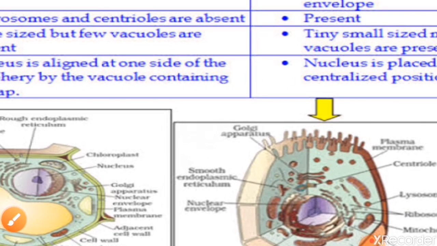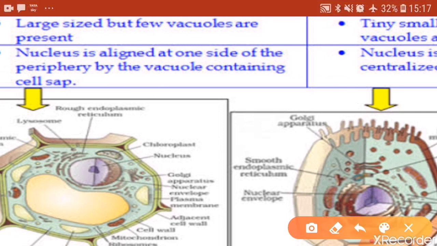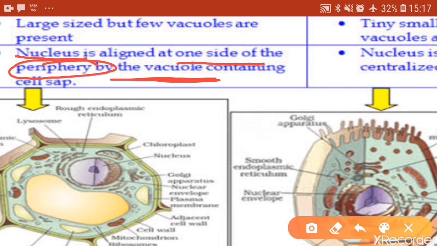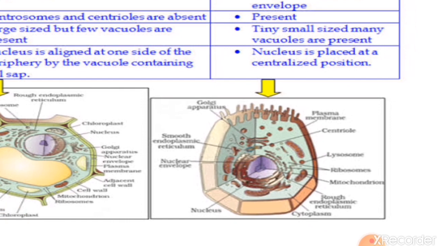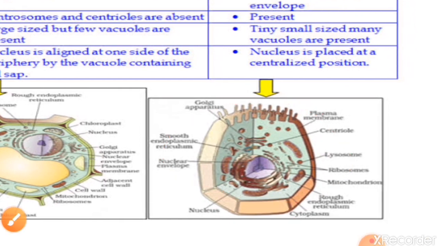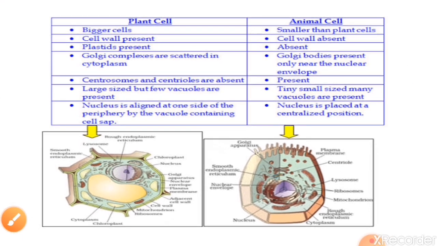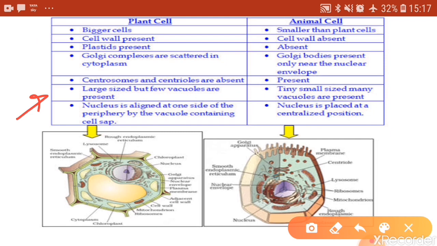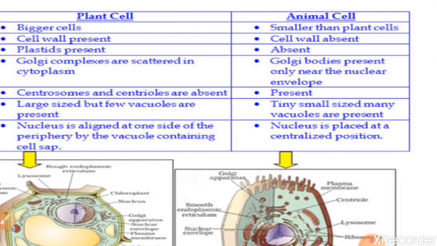Now the next difference is the position of the nucleus in case of plant and animal cell. In case of plant cell, the nucleus is present at a side. Why? Because there is a central large vacuole. So because of the vacuole, the nucleus is present at the periphery, at the side of the plant cell. But in case of animal cell, the nucleus is centrally placed. It is present in the central position. So these are the differences shown in this slide, the differences between the plant cells and the animal cells.